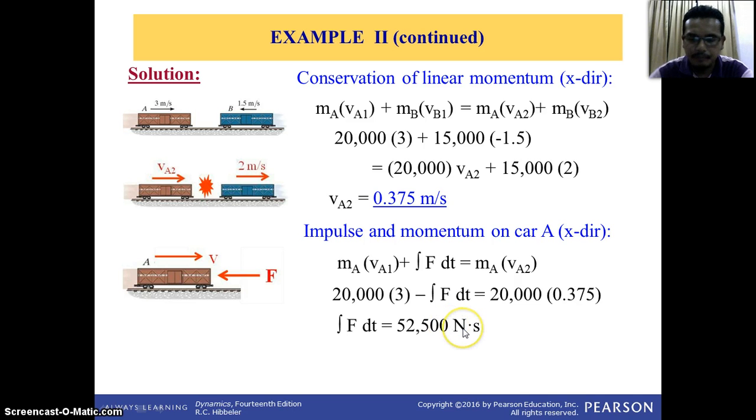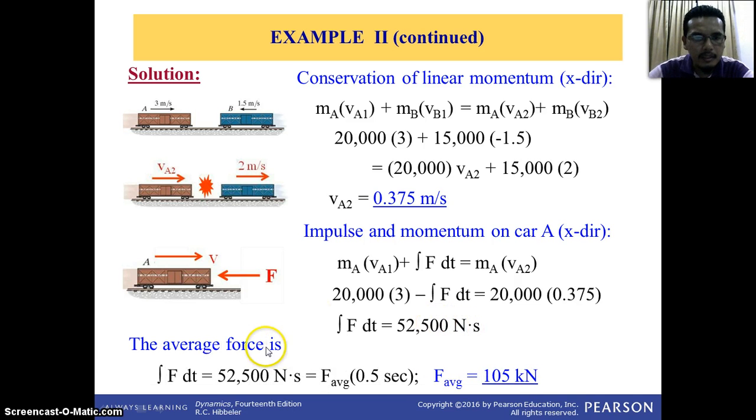15,500 newton-seconds. So finally, the average force is given by 52,500 equal to the average force multiplied by the time taken, 0.5 seconds. So the average force is 1,105 kilonewtons.